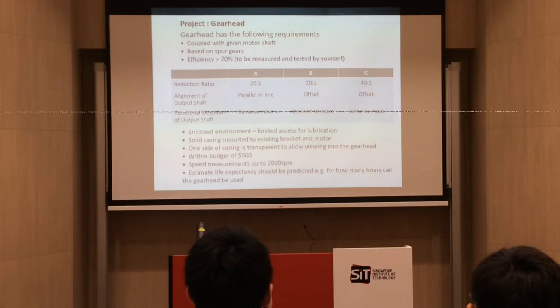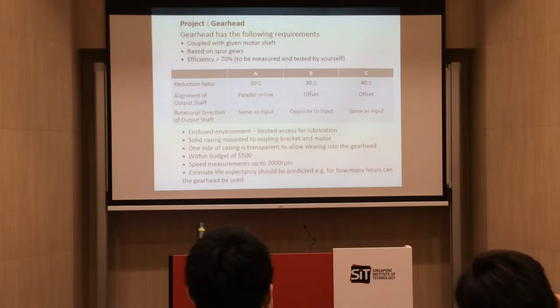There are three options. Last year was quite simple. We only set 15 to 1 throughout for every group. But this year, we would like to have a few options and you're free to choose. So the first option is 20 to 1, the gear ratio. The alignment of your output shaft should be parallel in line. So basically the output shaft and the input shaft should be on the same line.